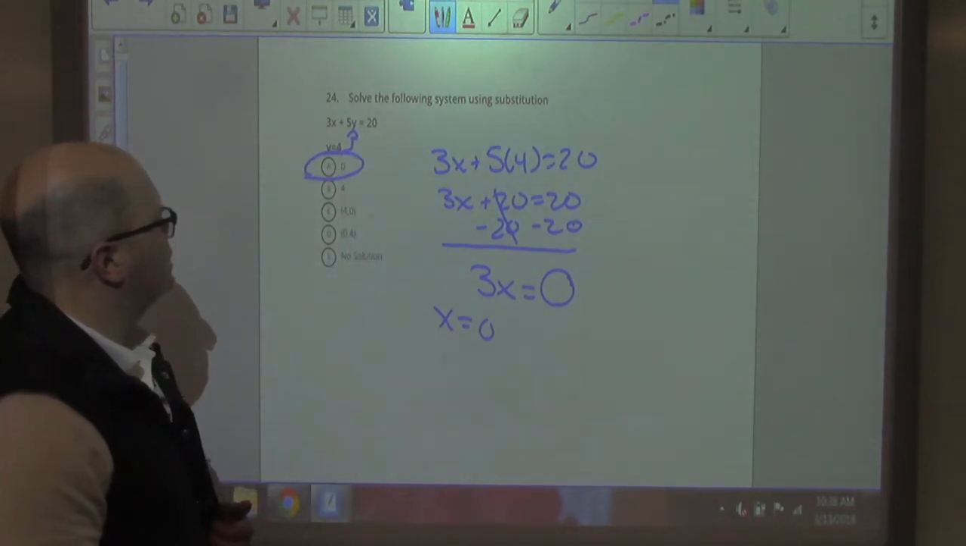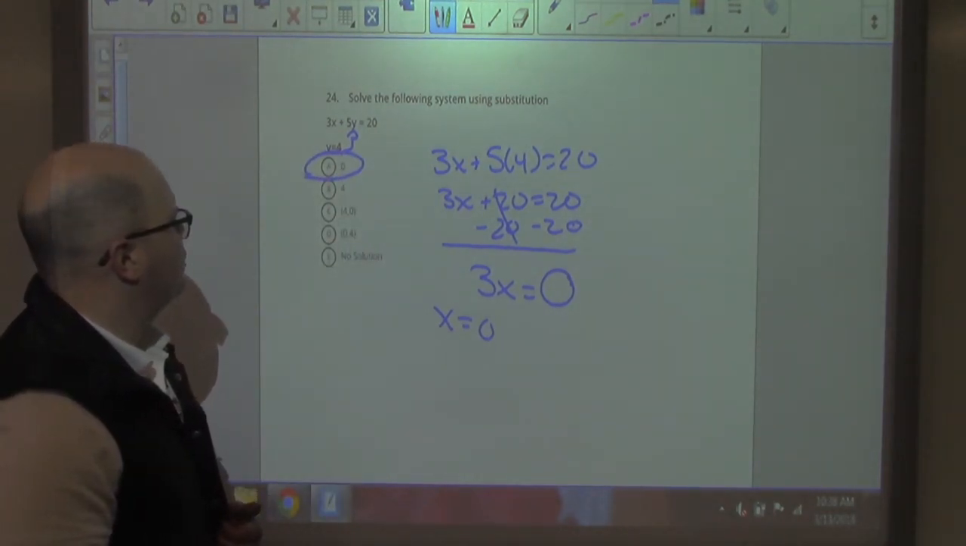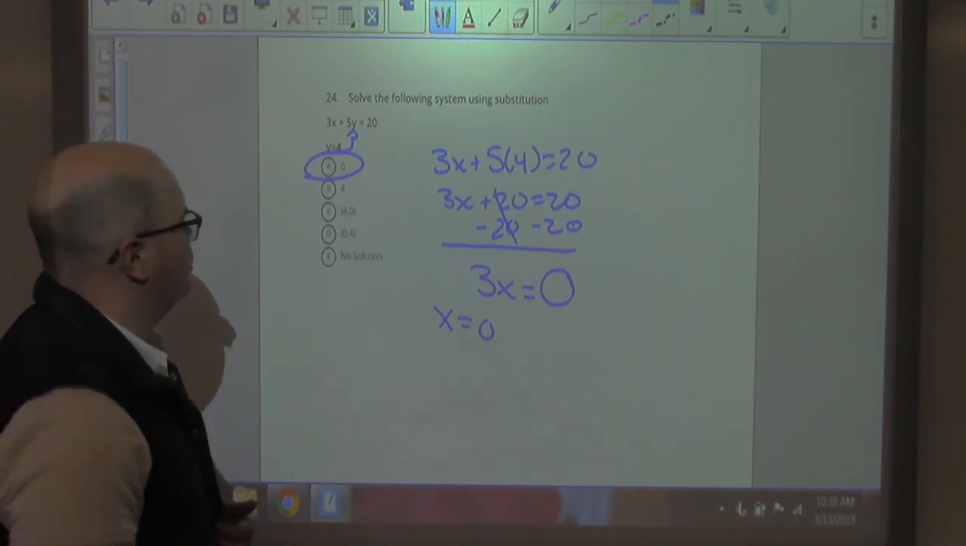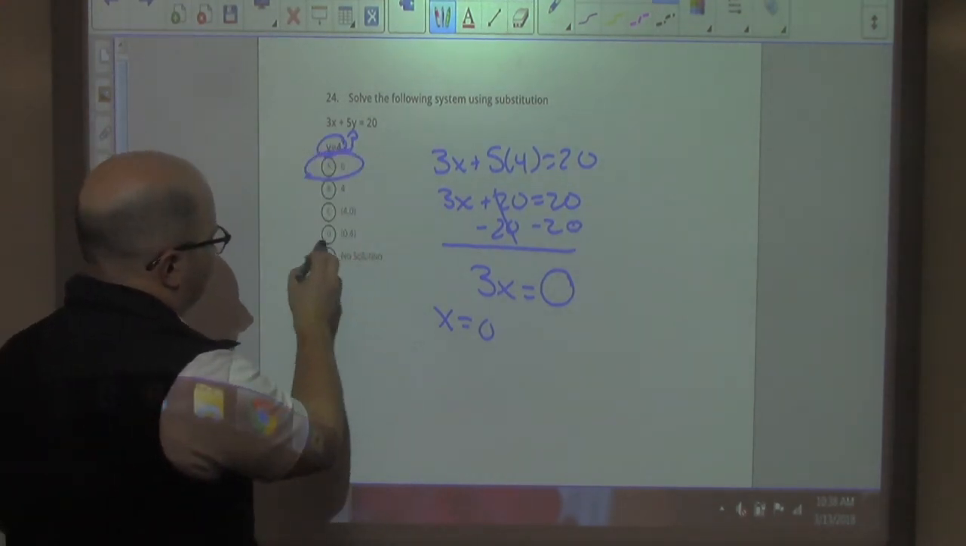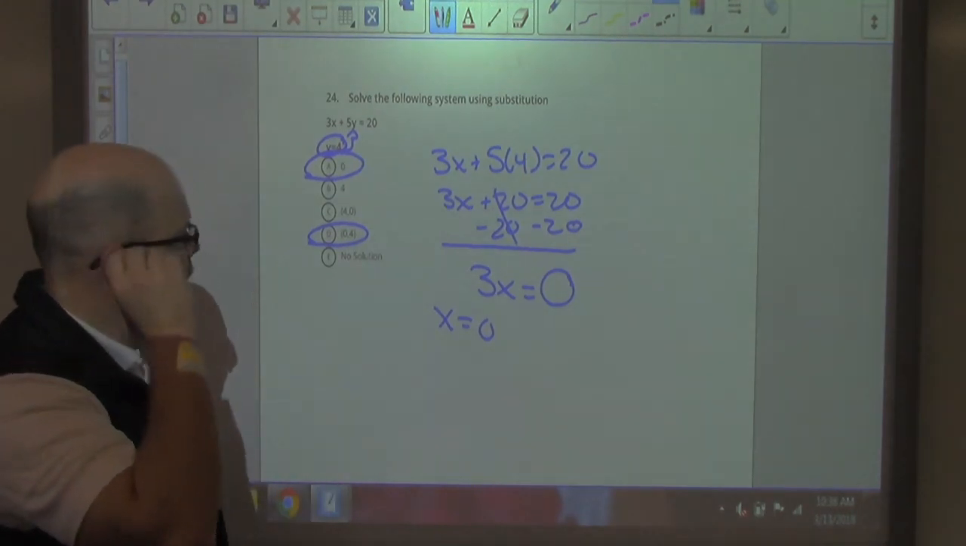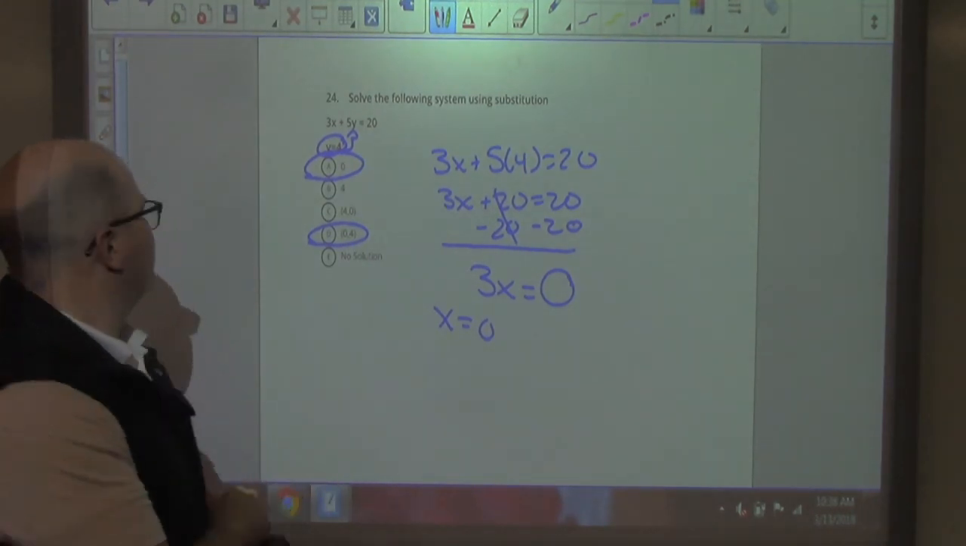X is equal to 0 in that case. Y is going to be equal to 4, which means 0, 4 is my solution set. Alright. Good job, guys.